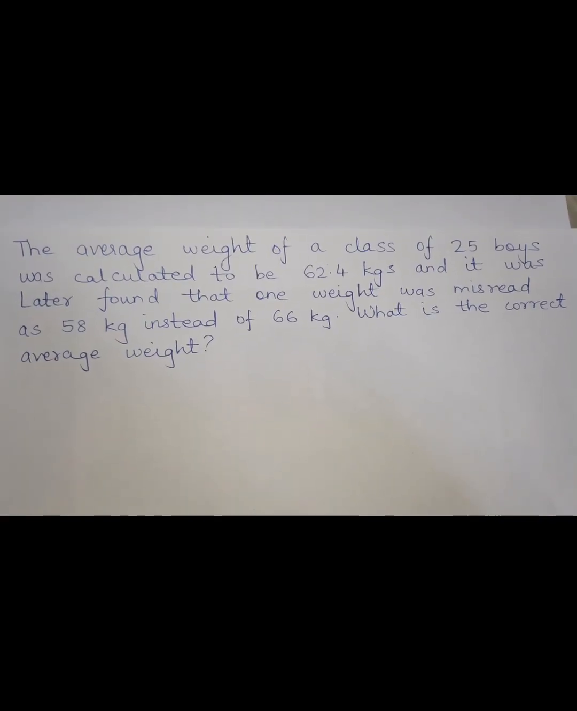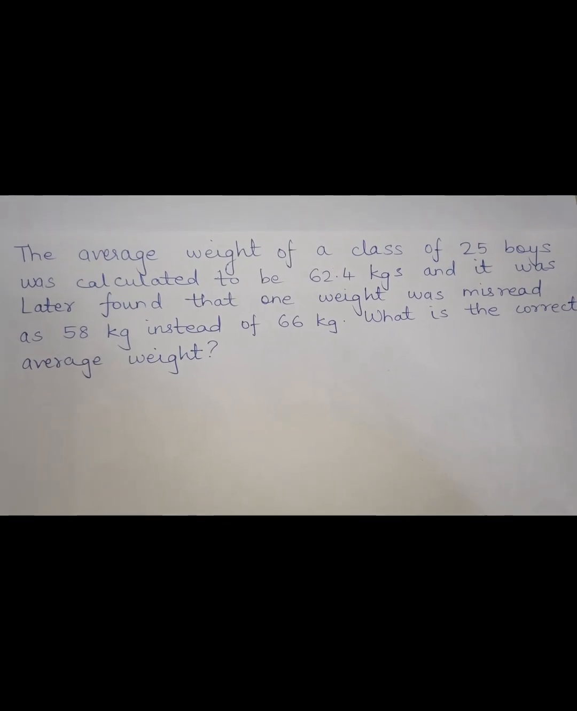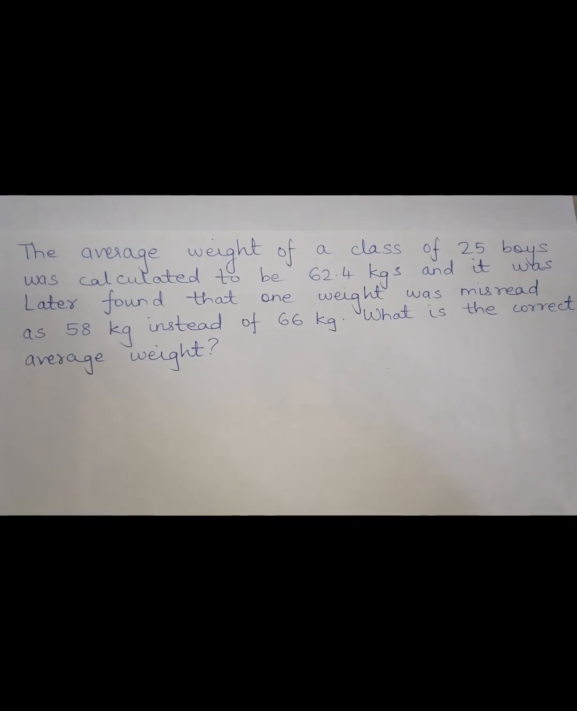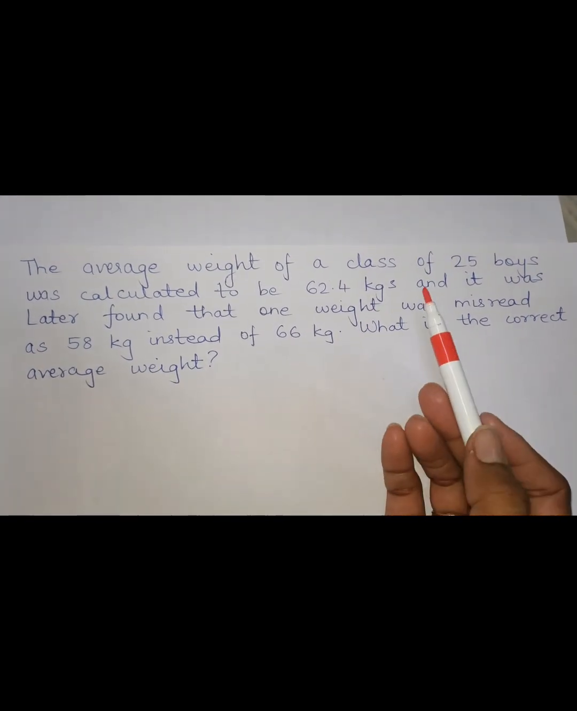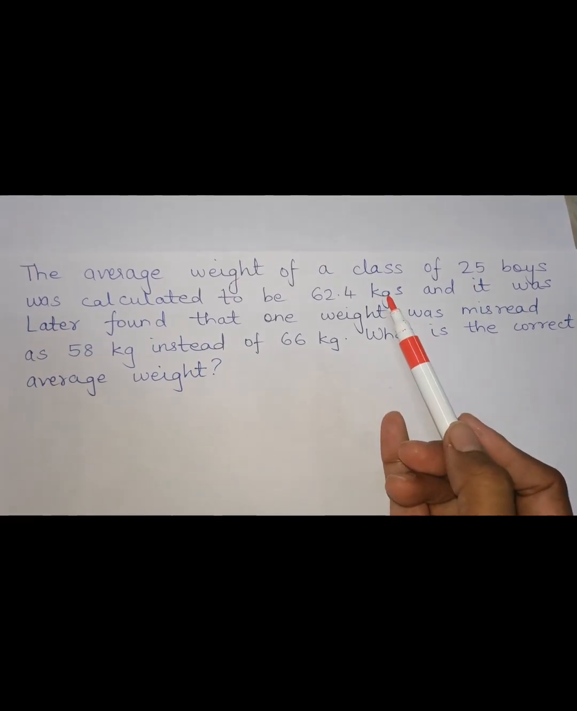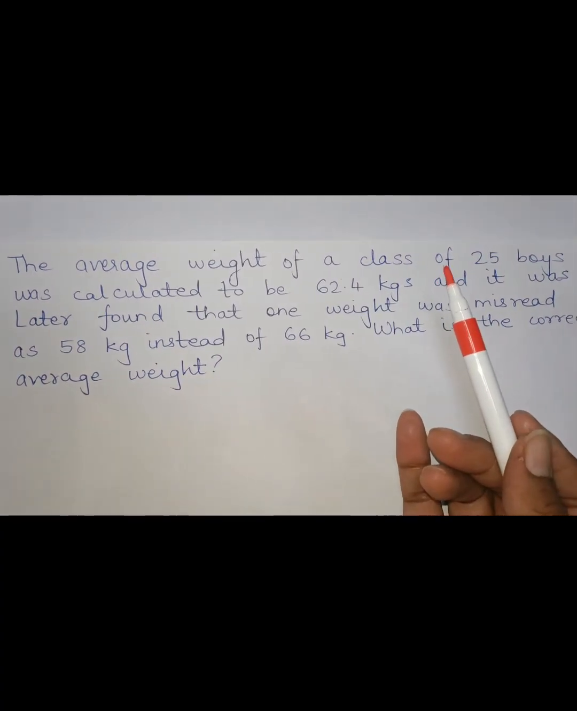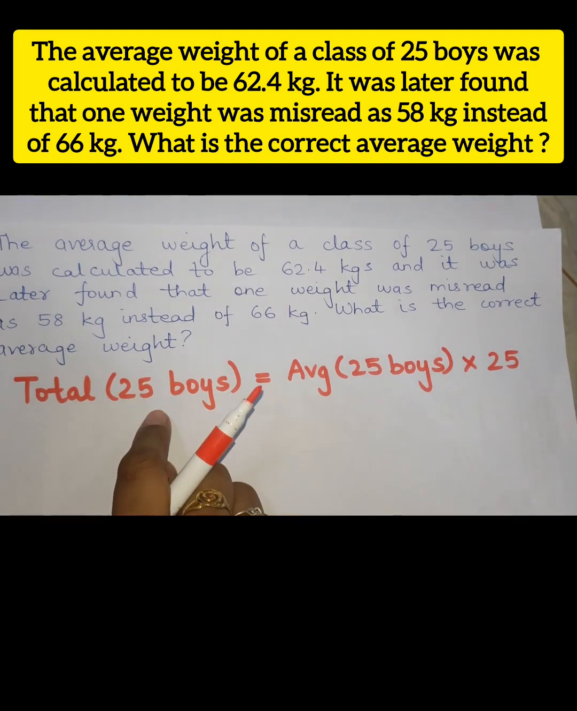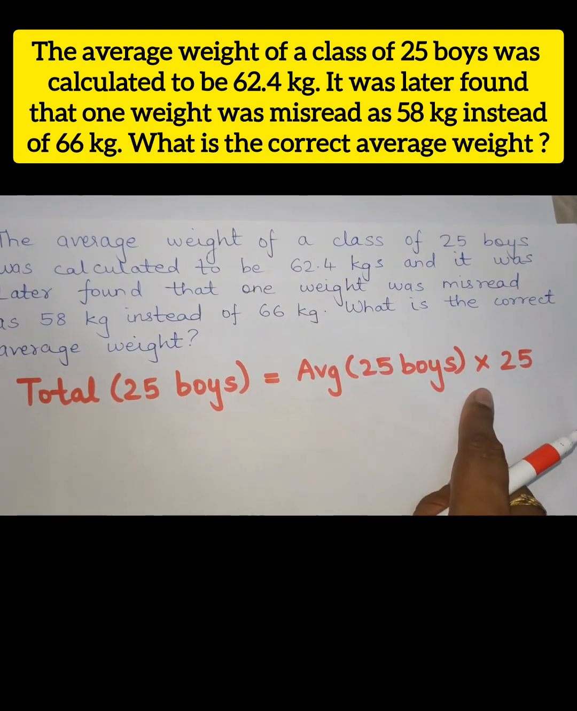The second question says the average weight of a class of 25 boys was calculated to be 62.4 kgs, and it was later found that one weight was misread as 58 kgs instead of 66 kgs. What is the correct average weight? As I have told you earlier, I know that the total number of values is 25 and the average value is given as 62.4. We are not aware of the total weight of 25 boys. So the first step will be to find the total weight of 25 boys. So the total of 25 boys will be equal to the average of 25 boys multiplied by 25.